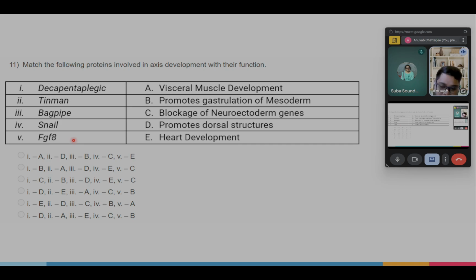This is just what we saw. This is just a match the following question. Visceral muscle development, promotes gastrulation in mesoderm, blockage of neuroectoderm genes, promotes dorsal structures, heart development. So, if you remember this, or I can just show it to you, this is just the previous chart as a match the following. So we saw, yes, you can try. Please go ahead.